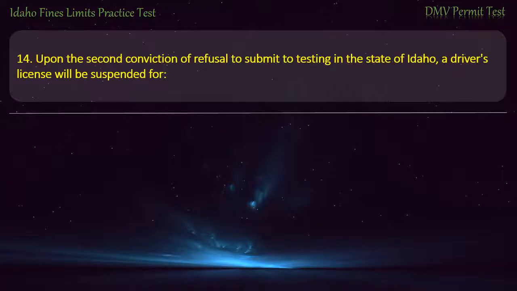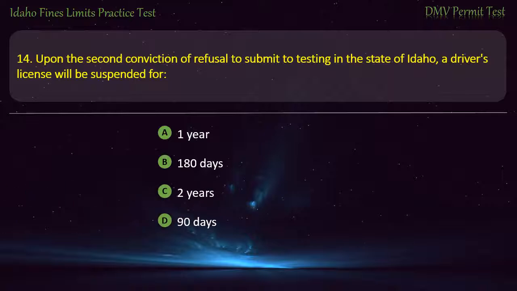Question 14. Upon the second conviction of refusal to submit to testing in the state of Idaho, a driver's license will be suspended for 1 year, 180 days, 2 years, 90 days. Answer. 2 years.